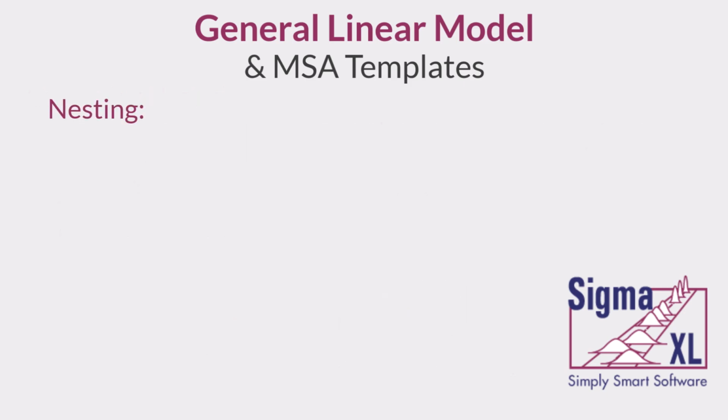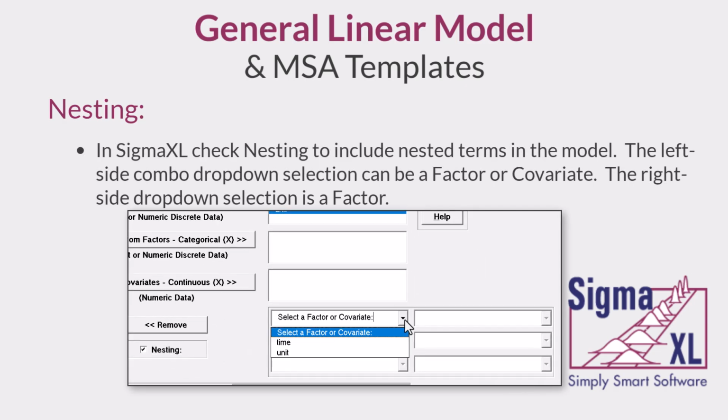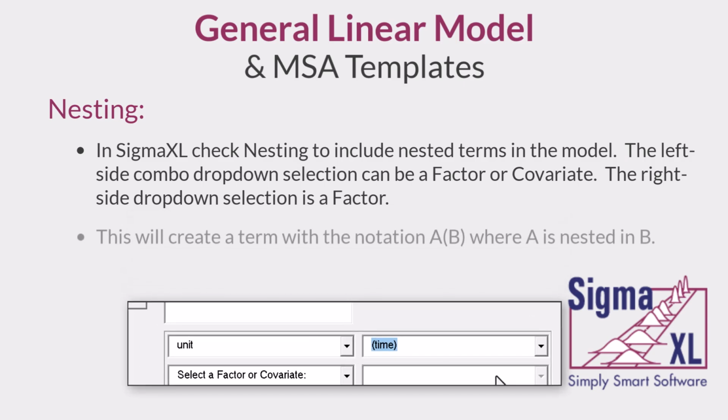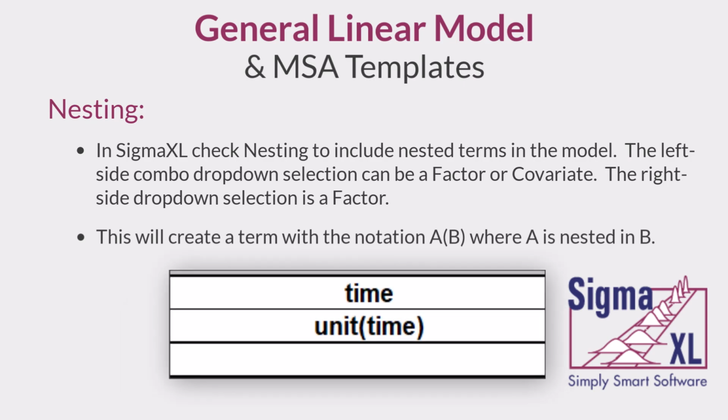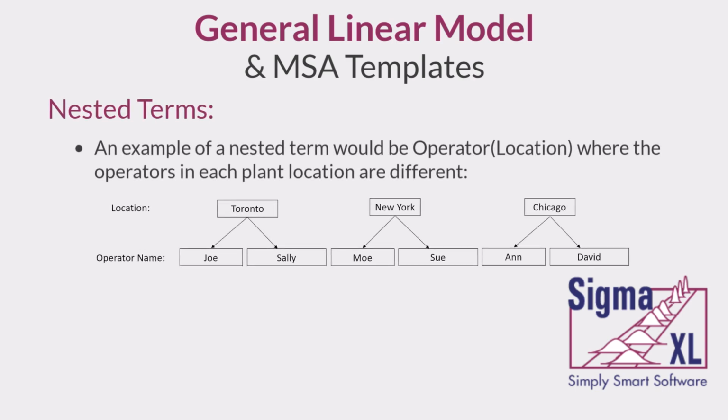Nesting. In SigmaXL, check nesting to include nested terms in the model. The left side combo drop-down selection can be a factor or covariate. The right side drop-down selection is a factor. This will create a term with the notation A(B), where A is nested in B. Another example of a nested term would be operator nested in location, where the operators in each plant location are different.